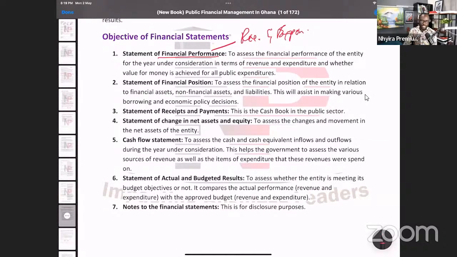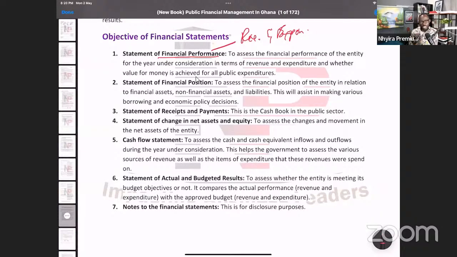Now, this assesses the financial performance of the organization or the government for the year under review. In other words, how much revenue came in and how much did we spend? That is the statement of financial performance.